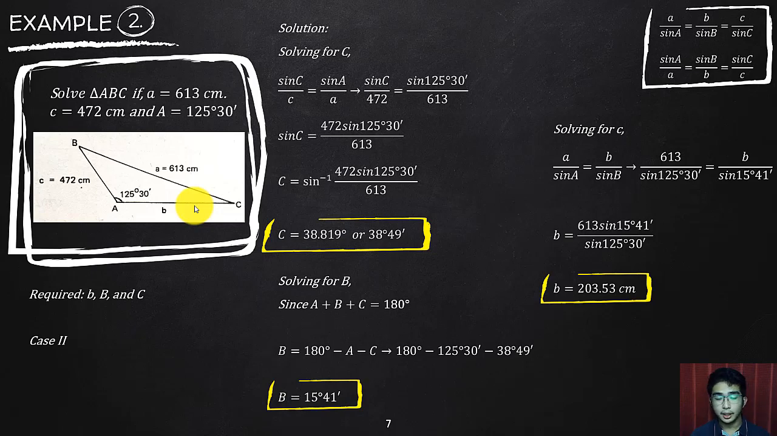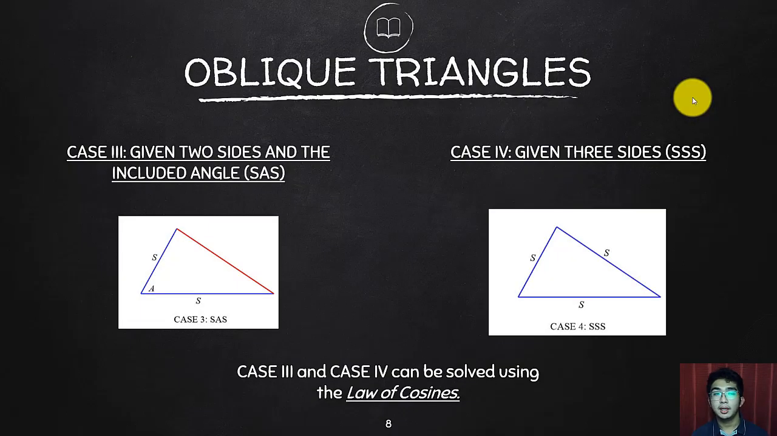Those are your case 1 and case 2, which were computed using the law of sines. A simple but powerful formula that can be used to solve oblique triangles. However, we still have two remaining cases. Case 3 is where you are given two sides and the included angle, so SAS. Given two sides and the angle that they form, that is case 3. And case 4 is when all three sides of the triangle are given. This can no longer be solved by the law of sines alone, so you need to introduce the law of cosines.